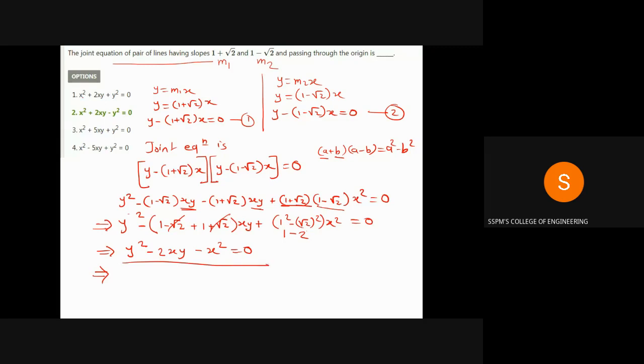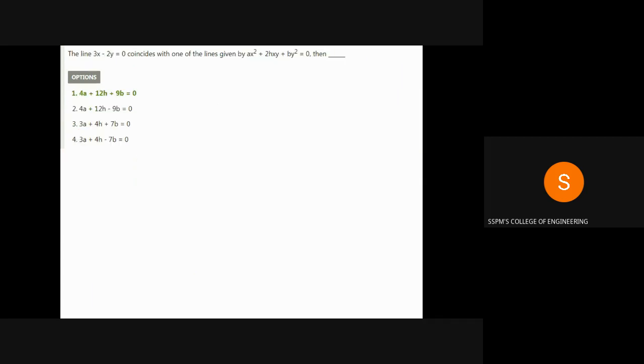So this is our required equation. If you see this, all the options have x square with a positive sign, so we will just multiply this equation by minus 1, and we will get minus y square plus 2xy plus x square is equal to 0. And if we rearrange this, we will get x square plus 2xy minus y square is equal to 0, that is the second option. Therefore the second option is the correct one.